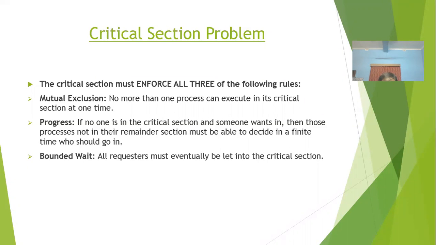What is that? If a particular process, say Pi, is executing its critical section, then no other process can be executing in its critical section. Now, suppose there are n cooperating processes. If one of the processes is executing in its critical section, then no other process can enter its critical section. So mutual exclusive access is required here.